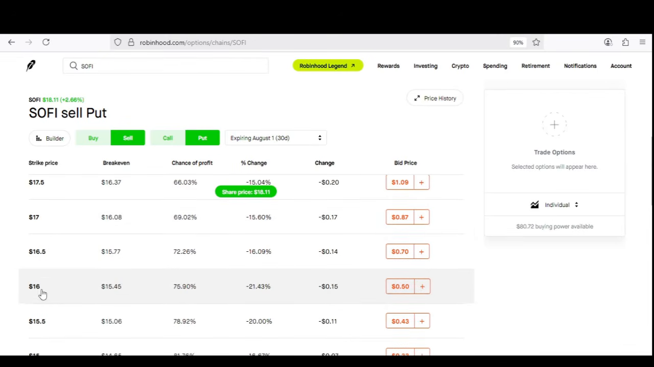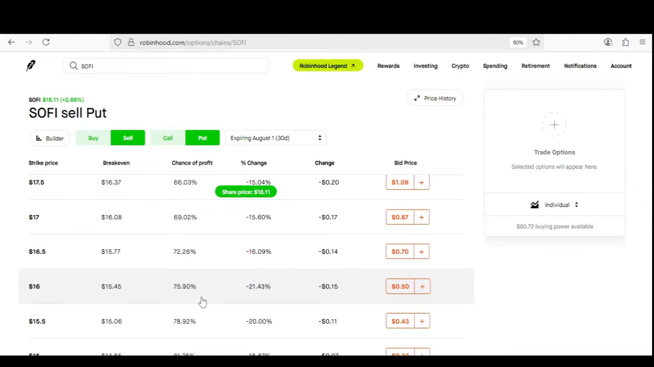The reason I'm going to choose the $16 strike price is because that gives me a 75% chance of profit. So my criteria for choosing my strike price with this particular option strategy is going to be my chance of profit. Anything 75% or higher. Now, with the $16 strike price and a 75% chance of profitability, I will be paid.